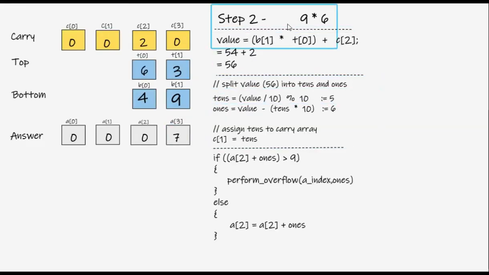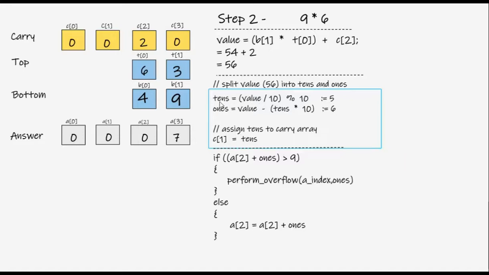Step 2, 9 times 6. So notice we say b sub 1 times t sub 0 plus c sub 2. So 9 times 6 plus this number. So that's 54 plus 2 is 56. Now let's split that into its tens and ones. This is the same steps as in step 1. We're just working our way through this equation.